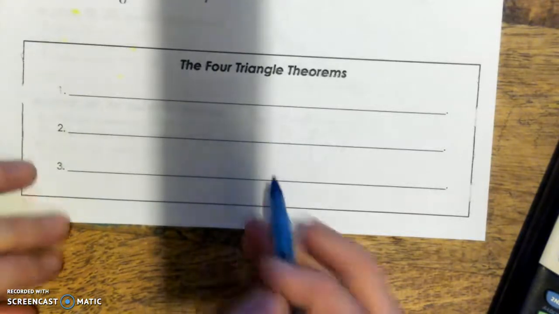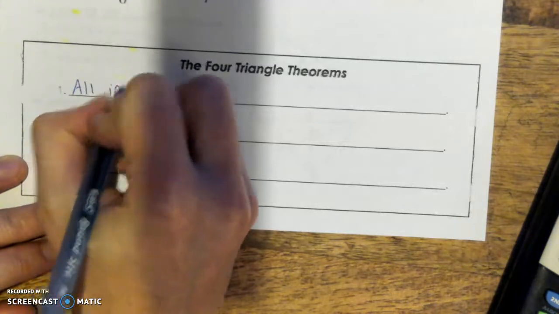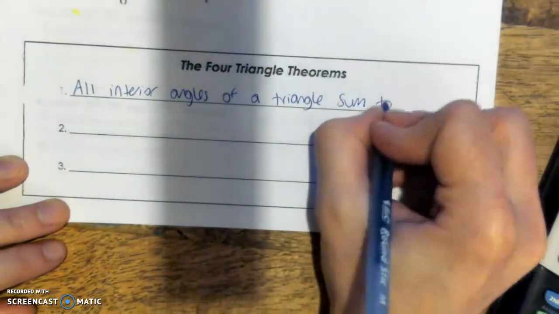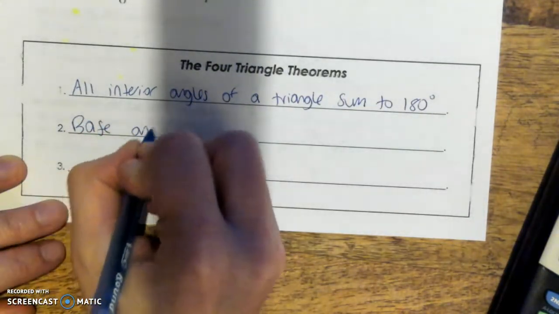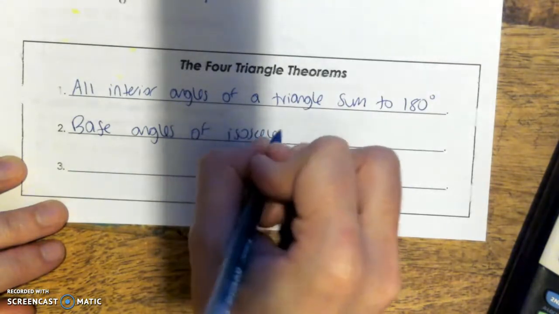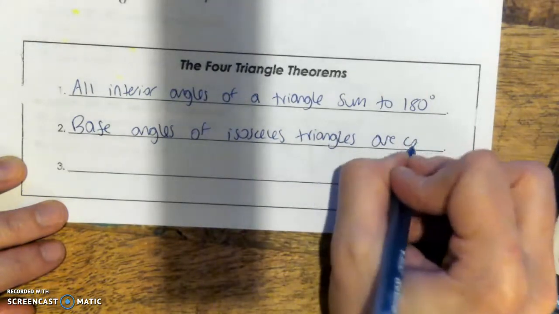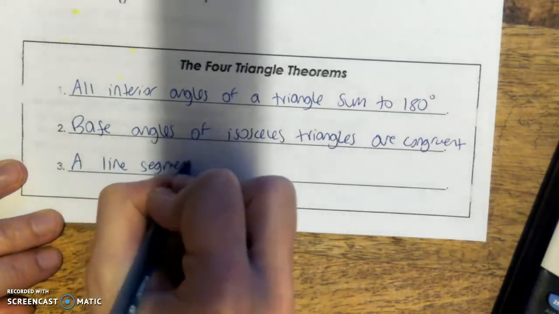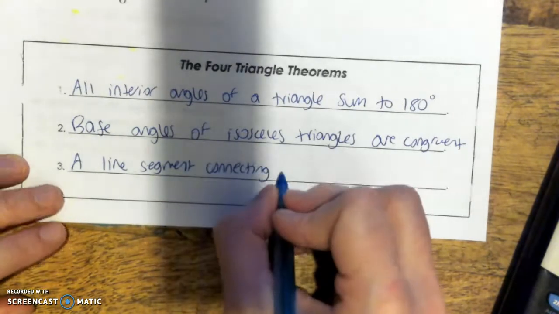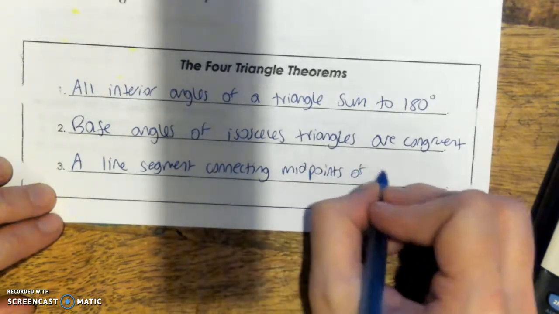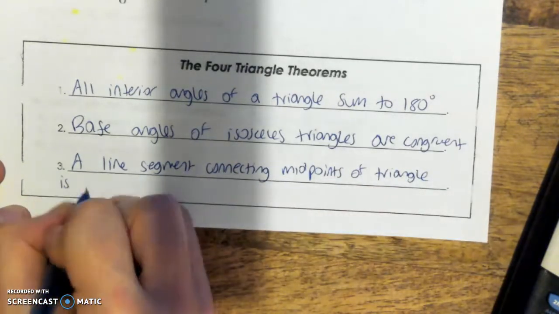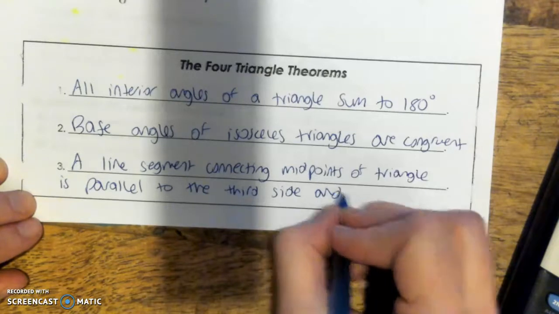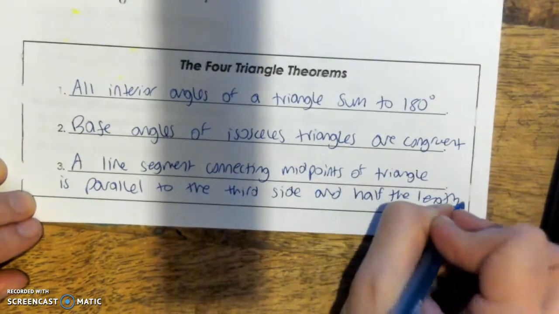All right, so let's summarize the 3 theorems that we've gotten so far. I know you're getting tired of this, but all interior angles of a triangle sum to 180. All right, base angles of isosceles triangles are congruent. And then my last one, a line segment connecting midpoints of a triangle is parallel to the third side and half the length. Ooh, that was a doozy.